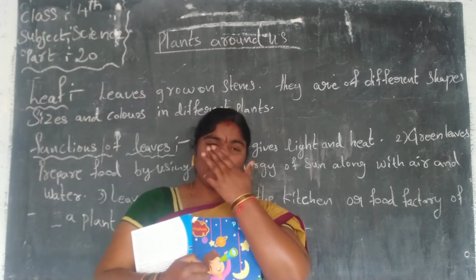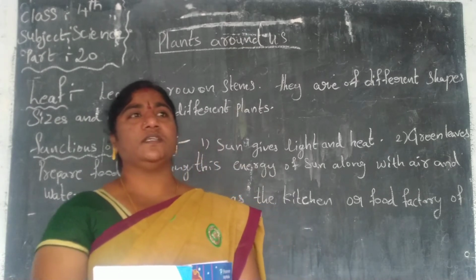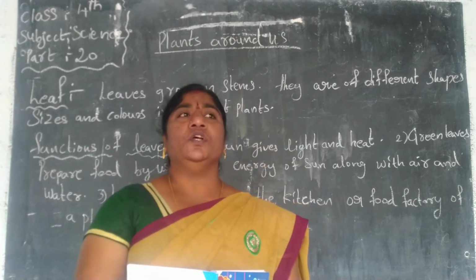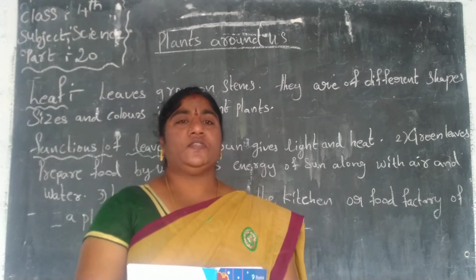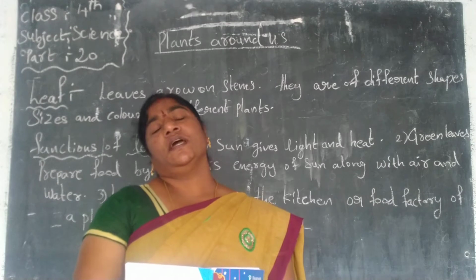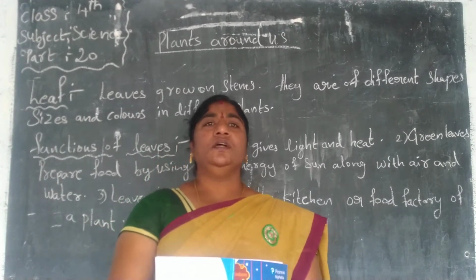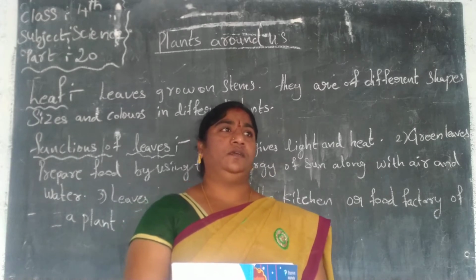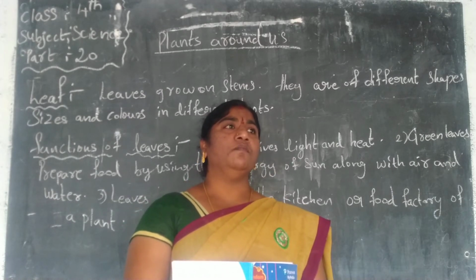Then what are the parts of a plant? A plant has different kinds of parts like roots, stem, branches, leaves, flowers, fruits, and bark also. The woody stem is called bark.